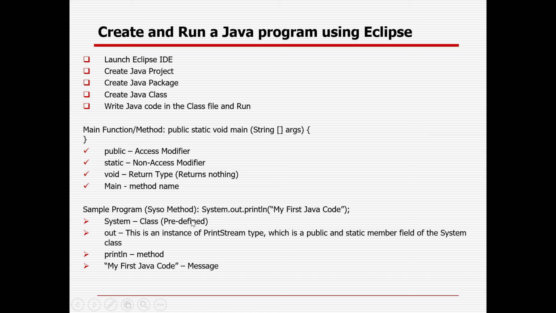And there is a significance of the SOUT method. What is that? SOUT is nothing but System.out.println. System is a predefined class in Java. Out is the instance of the PrintStream type, which is a public and static member of the System class. Println is the method name, and whatever you have written within the double quotes is the message you want to print out in the console, mostly in string format.